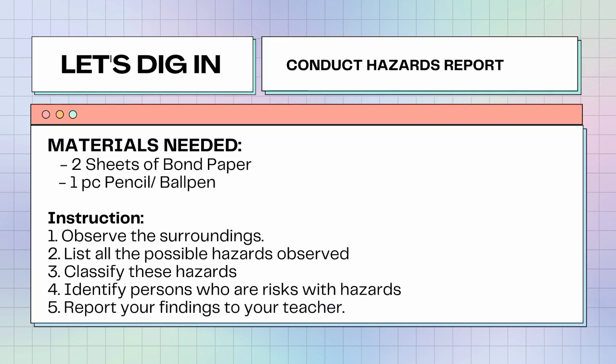Conduct a hazards report. These are the materials that we need: 2 sheets of bond paper, short, and 1 piece pencil or ball pen. Instruction: observe the surroundings. List all the possible hazards observed. Classify these hazards. Identify persons who are at risk with hazards. Report your findings to your teacher.